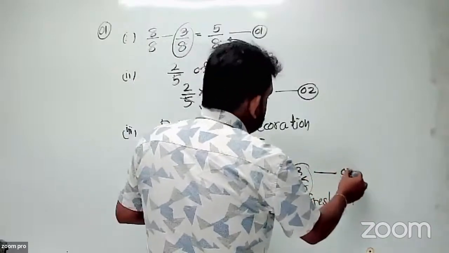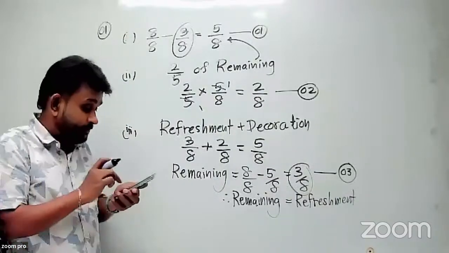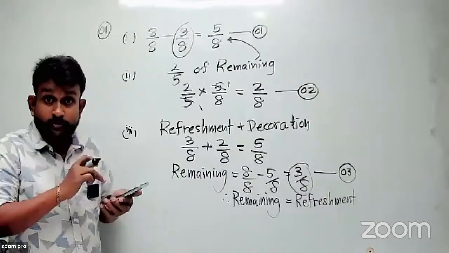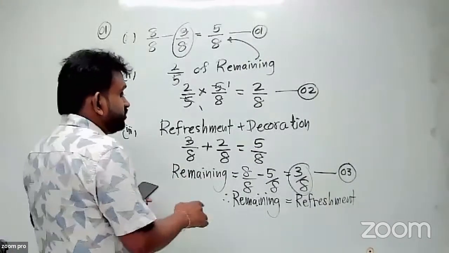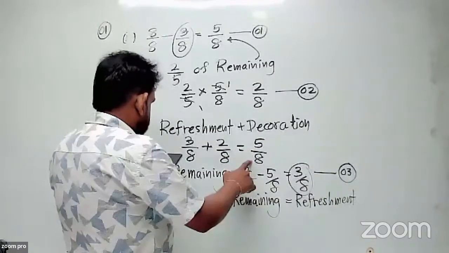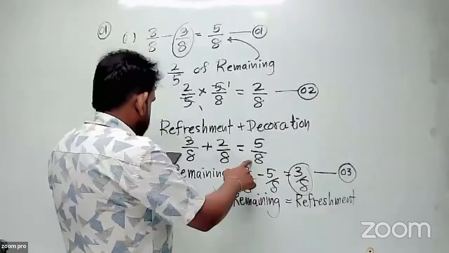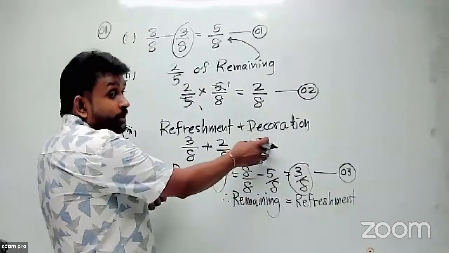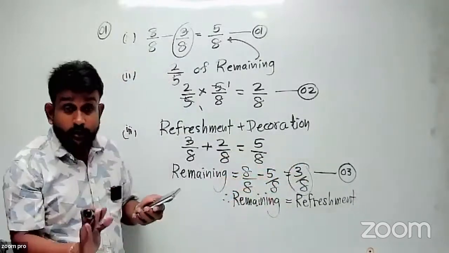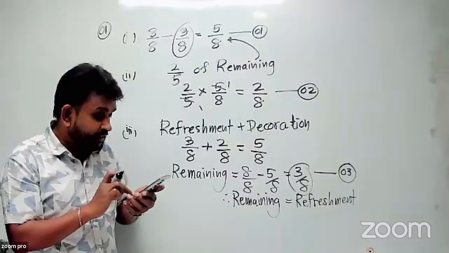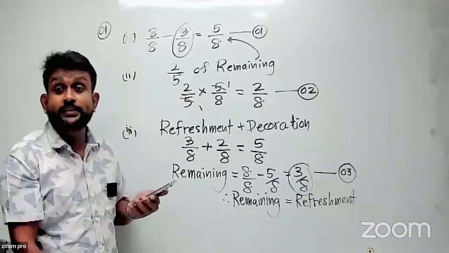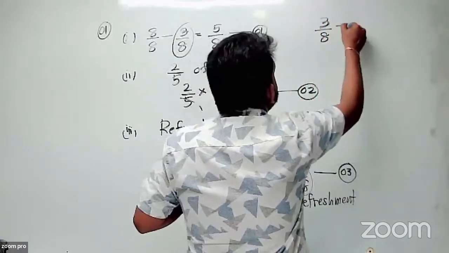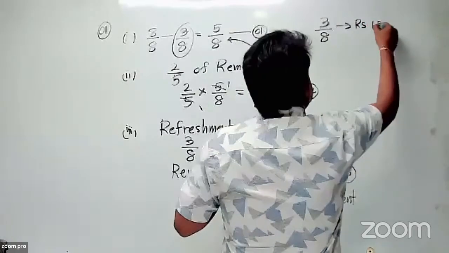Okay, so that has 3 marks. After allocating the money for refreshment and decoration, this much, 5 upon 8, and if 18,000 remains, what was the remaining fraction? After allocating 5 upon 8, the remainder was 3 upon 8. So as an amount, that is 18,000. So as a fraction, we can say that 3 upon 8 is remaining, and that is equal to rupees 18,000.